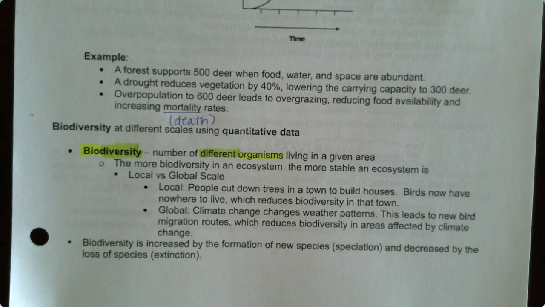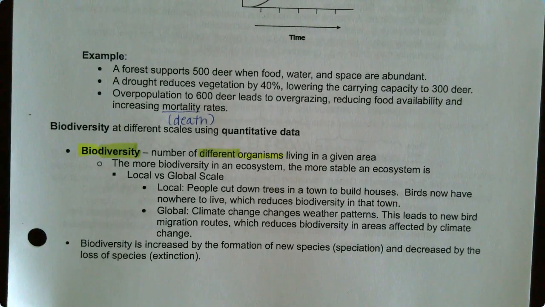Biodiversity is decreased because of extinction. When you destroy habitats for organisms, they most likely are going to go extinct because they have nowhere to live anymore.